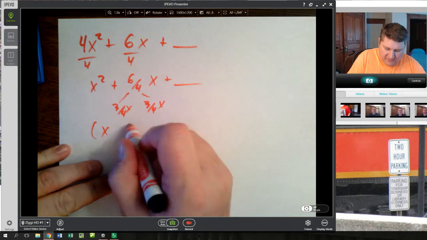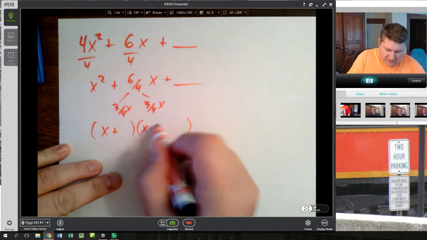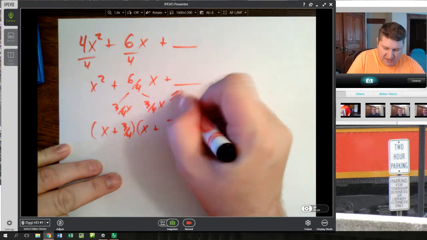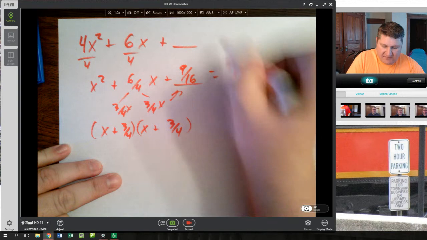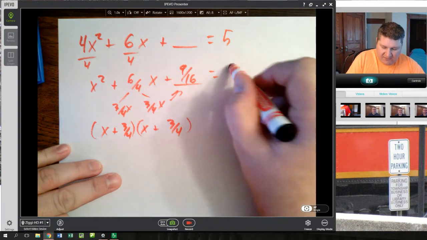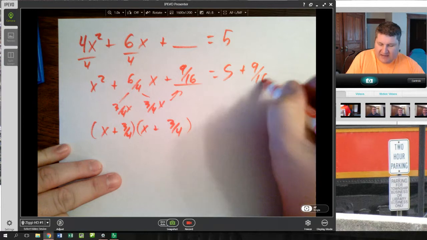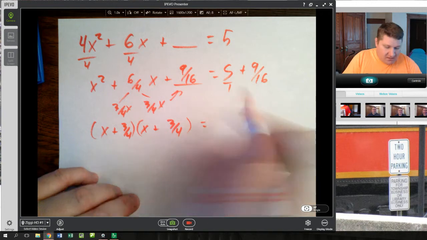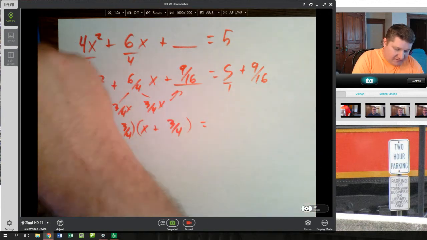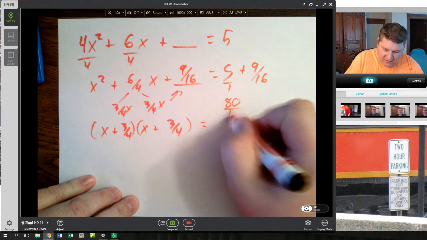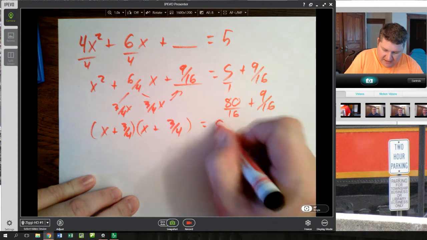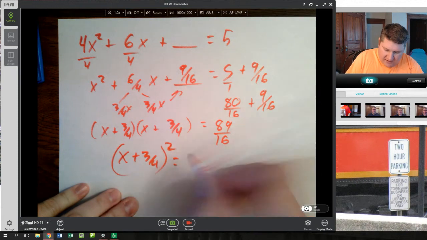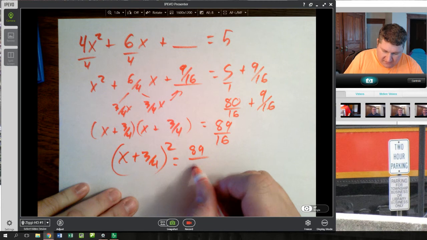And you see how completing the square, if you don't have the required conditions, really is probably not going to be your best option, because when you multiply, you get 9/16. And if this were equal to, say, I don't know, 5, I'd still have to add 9/16 to this side, which is doable, but it's going to be nasty. Okay, so we take 5 times 16. You come up with 80 over 16 plus 9 over 16. You get 89 over 16. x plus 3 fourths, the quantity squared, equals 89 over 16.